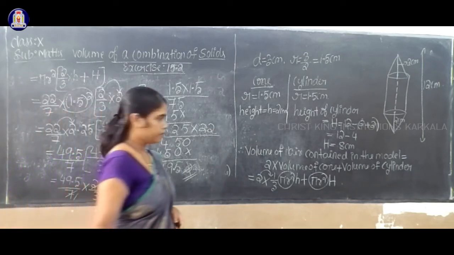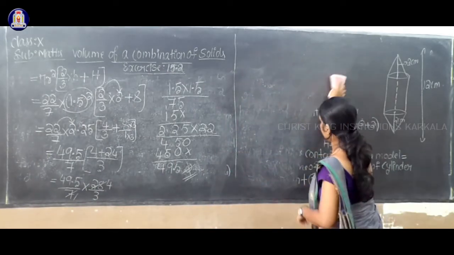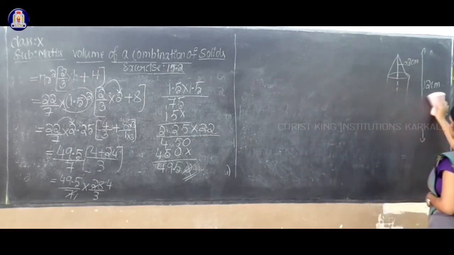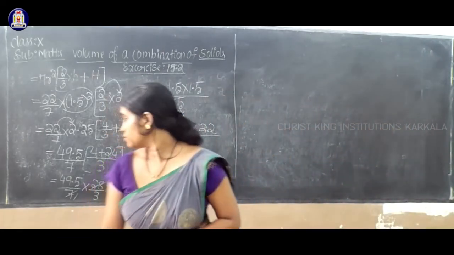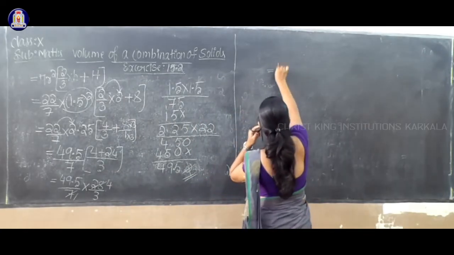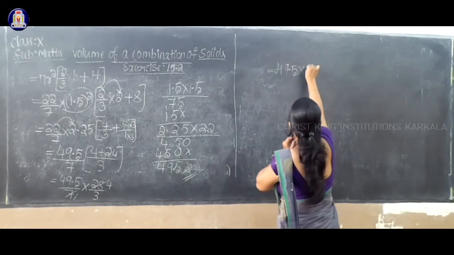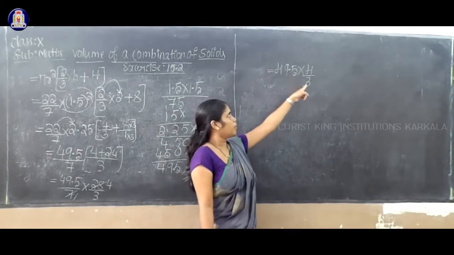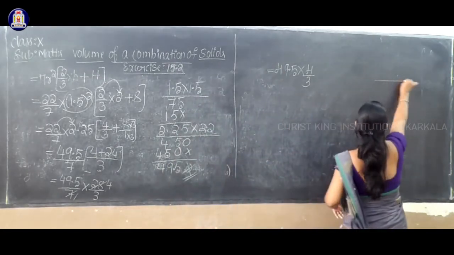So now, next, this is equal to 49.5 into 4 by 3 we will get. Okay, so now can you simplify this 49.5 and 3? How does 3 go into 49.5? Okay, you can check out here.